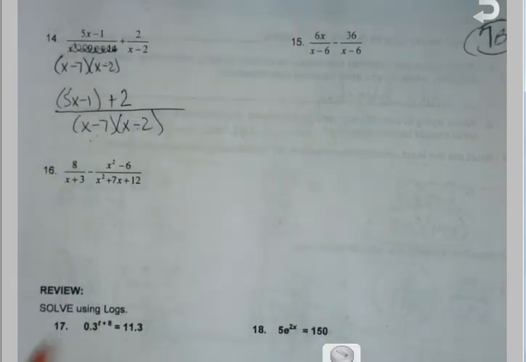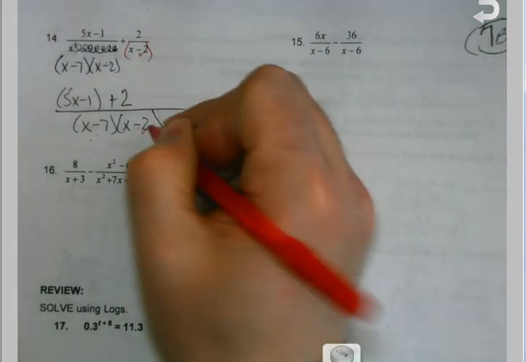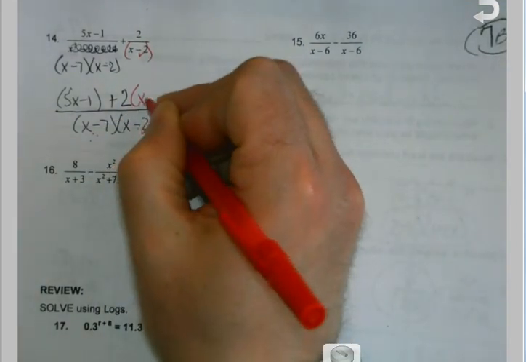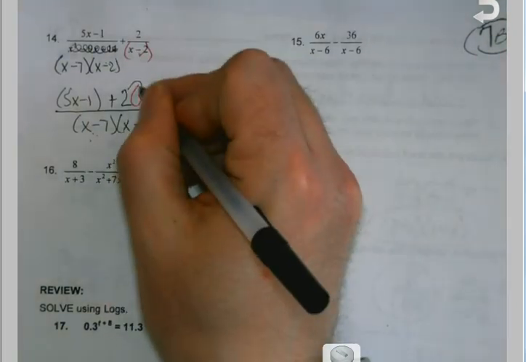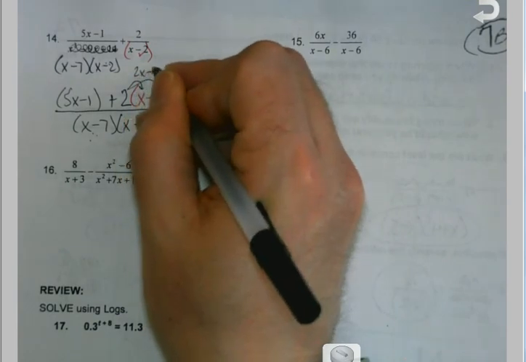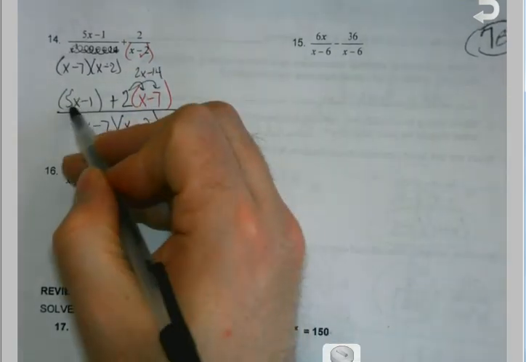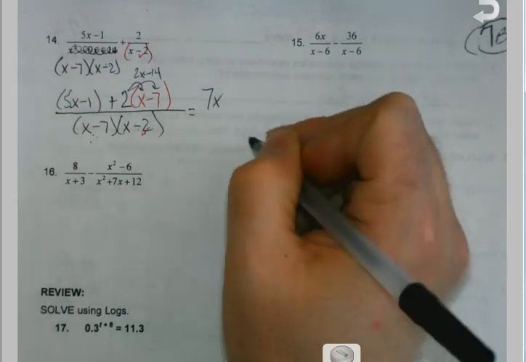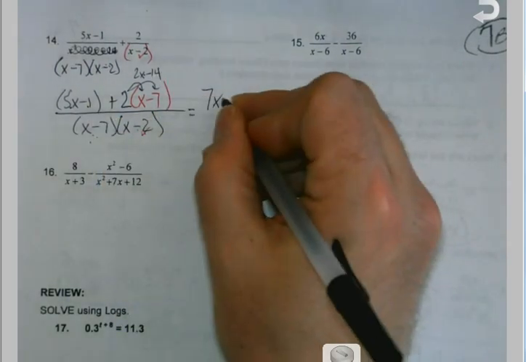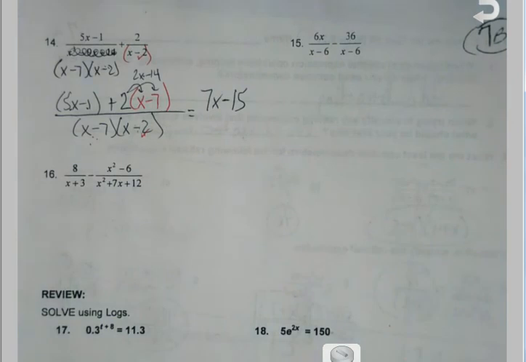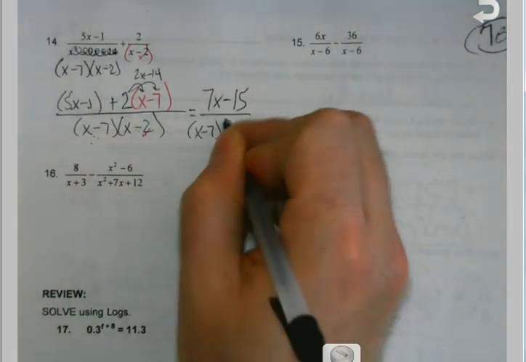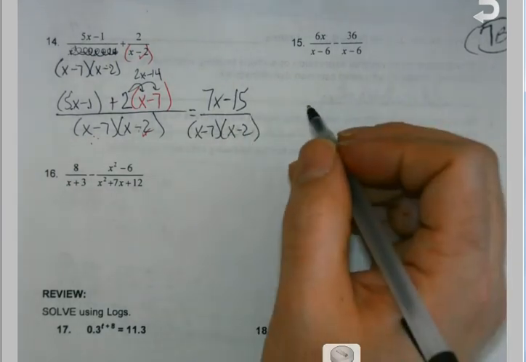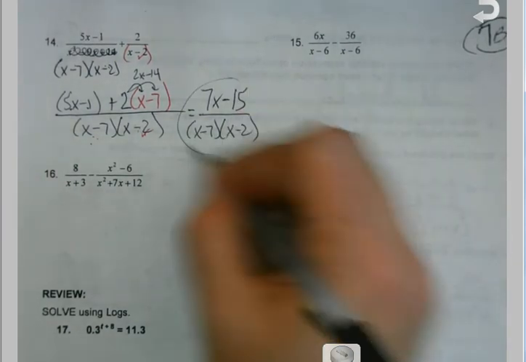But my second one, I already have the x plus 2, but I do not have the x minus 7. So I build that in and distribute. 5x plus 2x is 7x. Negative 1 minus 14 is negative 15. And once those denominators are the same, I don't cancel them unless I get to the end and find something. Not really.